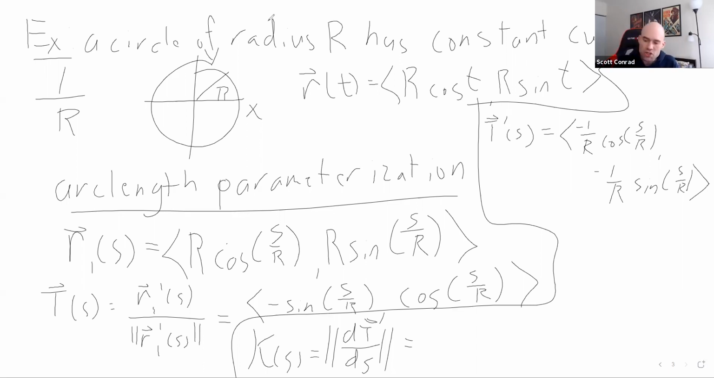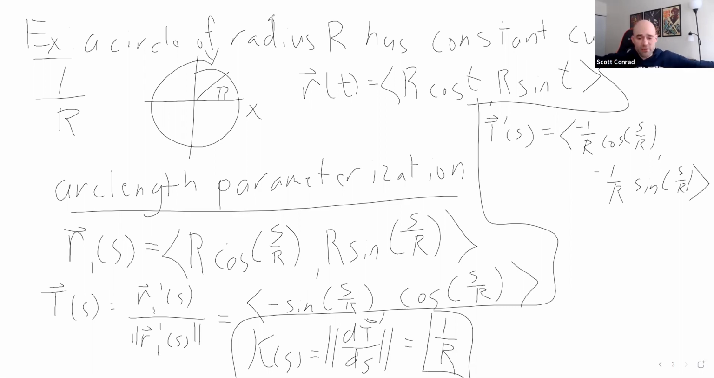And so you can just pull out the 1 over R, and you have cos and sine. Take the square root, square both of them, sine squared plus cos squared is 1. So you just get 1 over R. I went through that super quickly, but you can verify those steps. And I went through that really quickly because this is not how we're going to actually check curvature in practice, for several reasons.